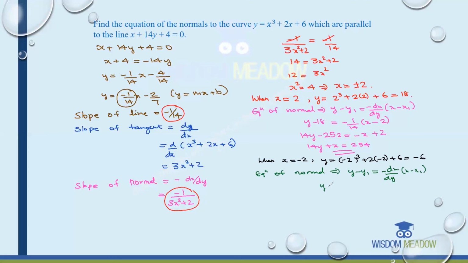So y minus of minus 6, y plus 6, is equal to the slope of the normal, minus 1 by 14, into x minus of minus 2, which will be x plus 2. Cross multiplying, 14y plus 84 is equal to minus x minus 2. Simplifying it, 14y plus x is equal to minus 86. That's the equations of the normals.